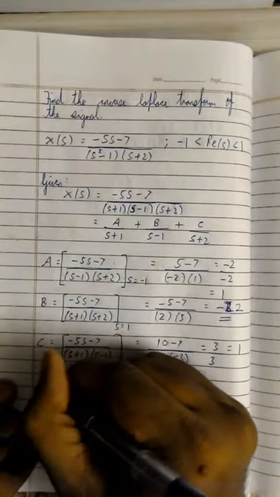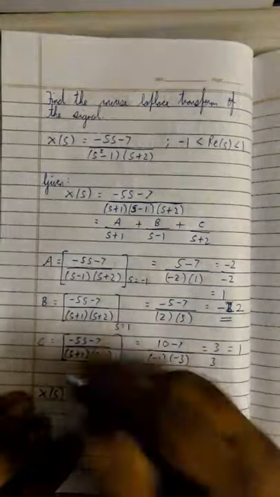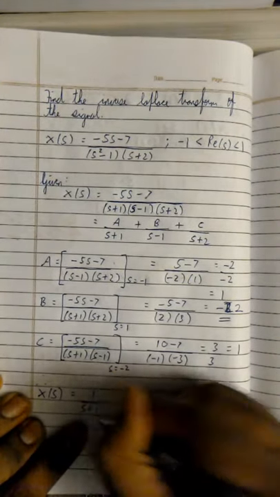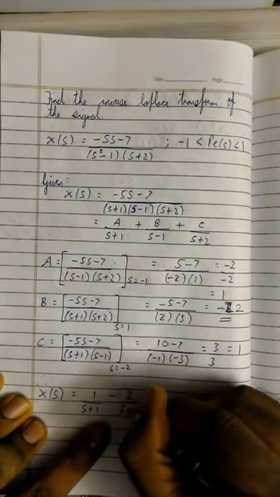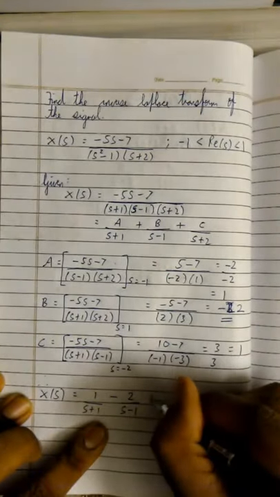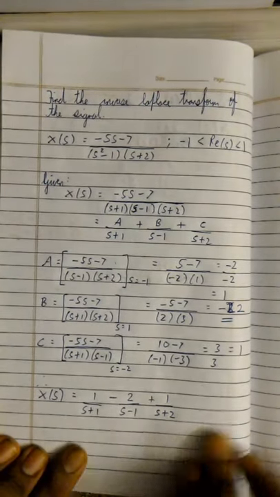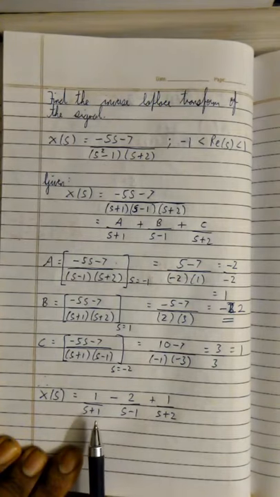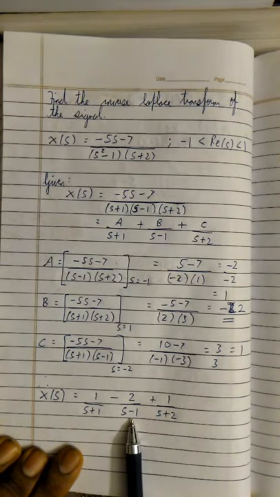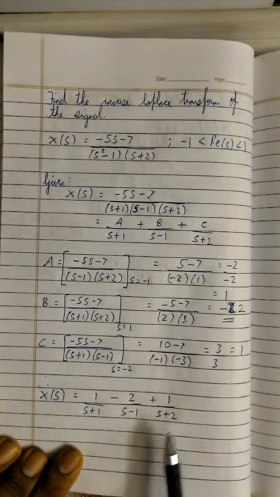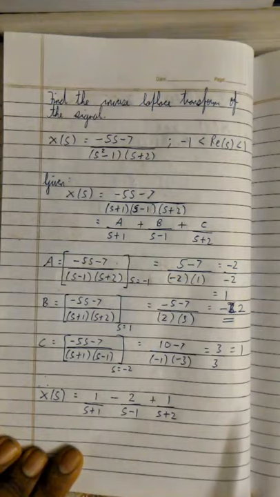Okay, so therefore I can say that my X(s) is equal to, the value of A is 1, so 1 by (s + 1). Value of B is -2, so therefore -2 by (s - 1), and the value of C is 1, plus 1 by (s + 2). Okay. So this is the answer. Here we know the inverse Laplace transform of this is e raised to -t u(t). The inverse Laplace transform of this is e raised to t u(t), and the inverse Laplace transform of this is e raised to -2t u(t).